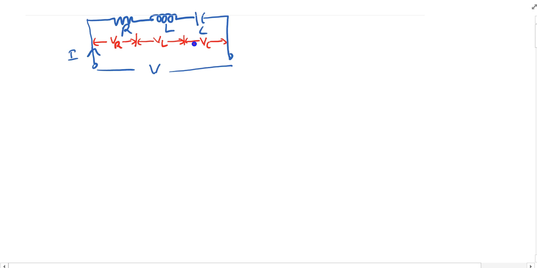If you want to draw a vectorial diagram for this electrical network, what I will do is take the current as a reference. I will take my current as a reference, and I will take each element alone and try to draw the vectorial diagram.